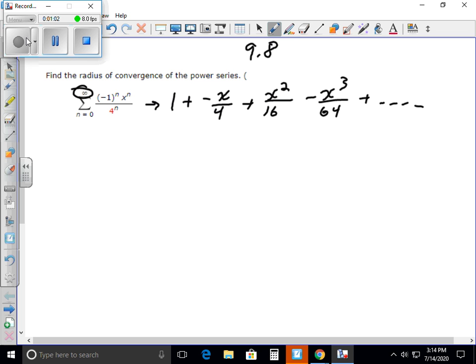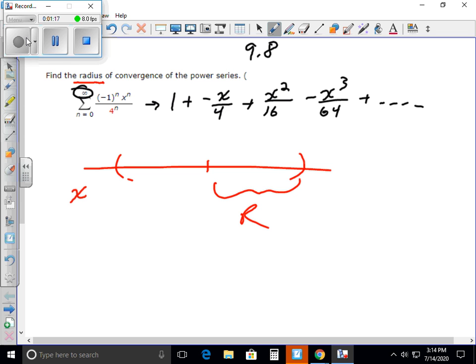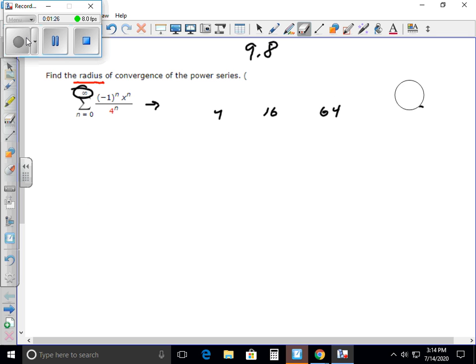So we want to find out, this one asks specifically for the radius of convergence, meaning if we look on the number line at x values, how wide of an interval are we going to have that converges? We'll go a step farther and we'll find the actual interval of convergence here as well. So what we're going to do is use the ratio test.